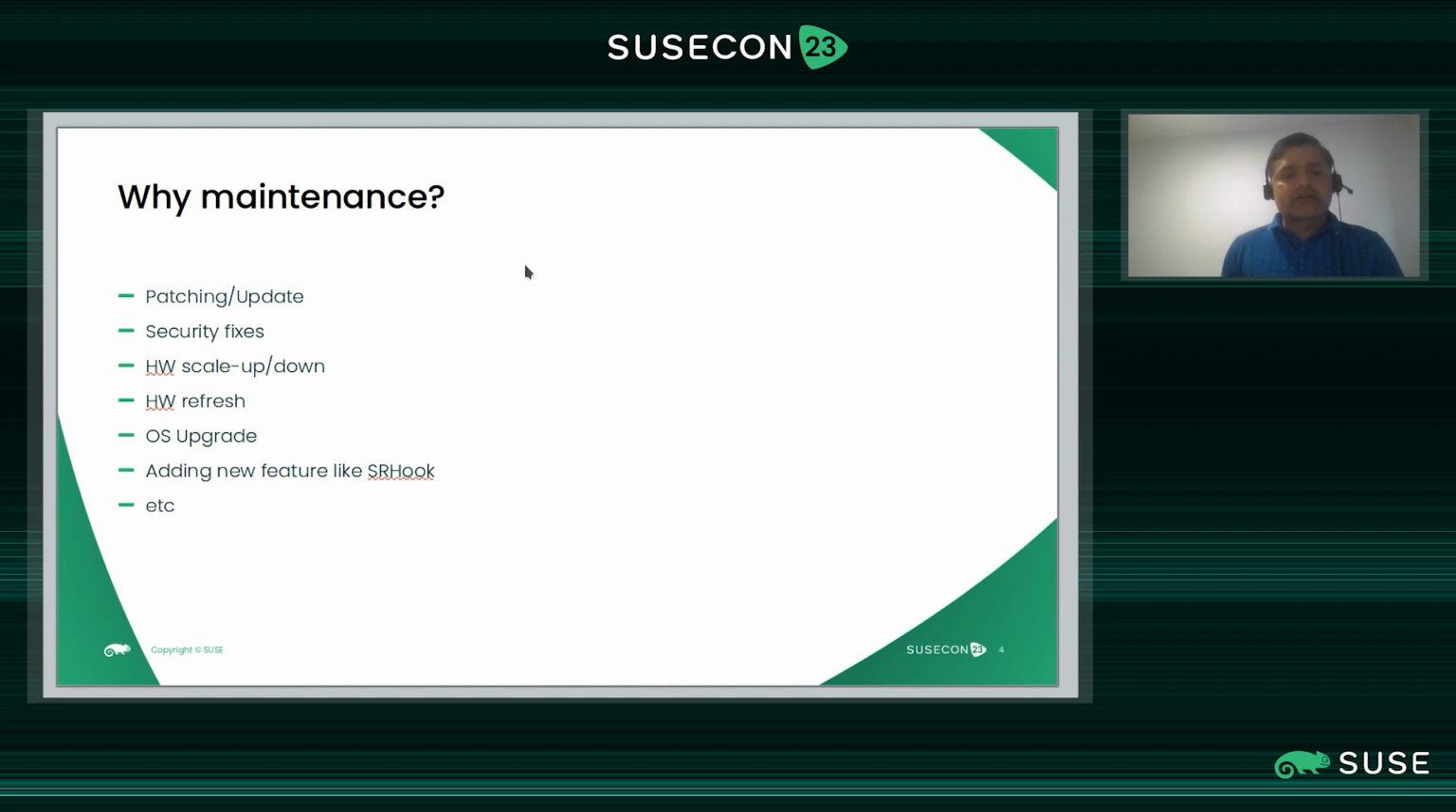Maybe there are some new features either from the OS side, the cluster stacks, or some new feature from the SAP side, for example a new hook or new systemd support, etc. So all these can be reasons for our maintenance for SAP HANA.